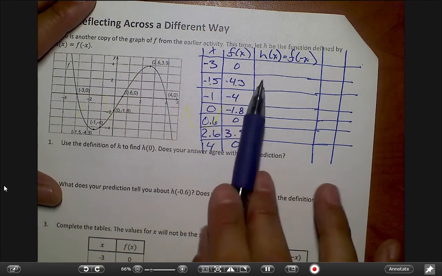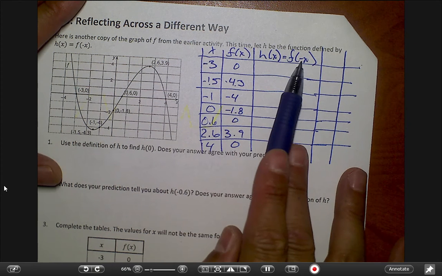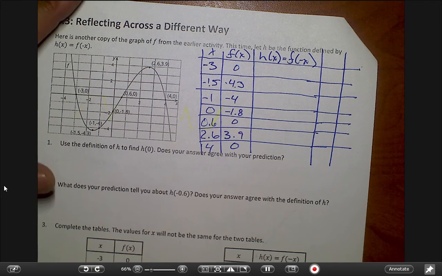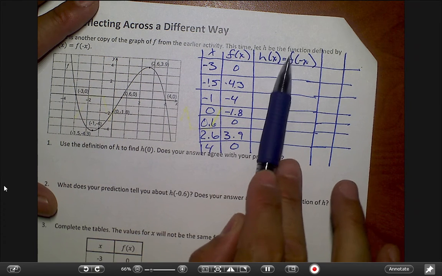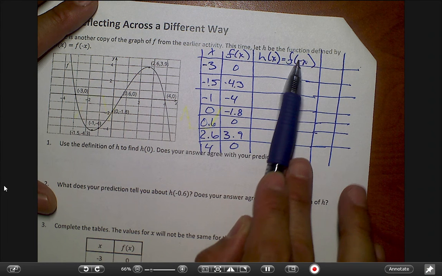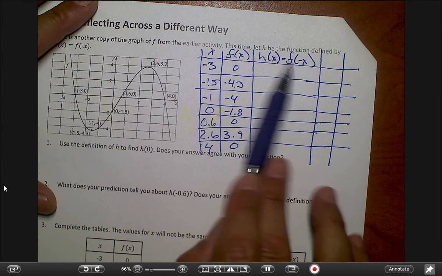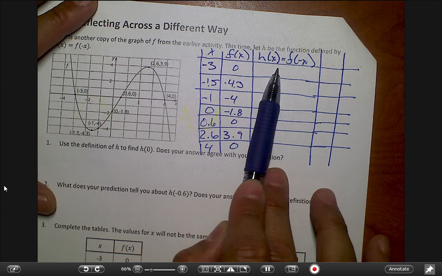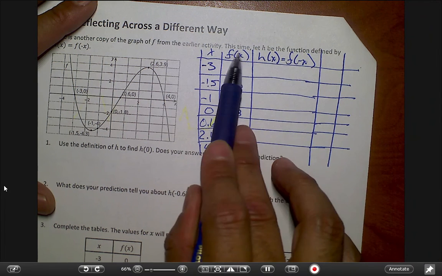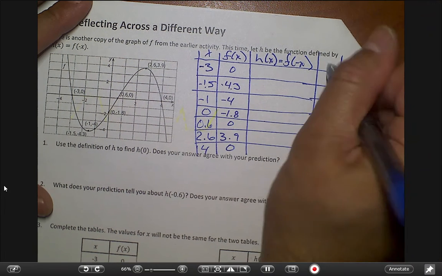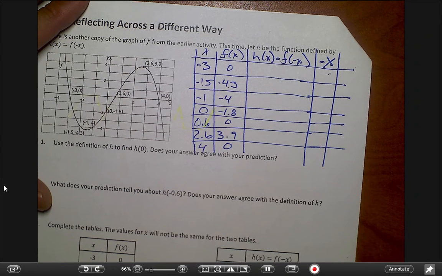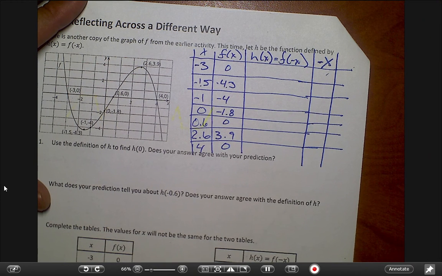Now, in this function, am I changing anything to the function? I'm not changing the f. I'm only changing the x value, so the y value should stay the same. Let's see first what negative x is going to be. So let's call this one negative x. If x is 0, what's negative x? 0.